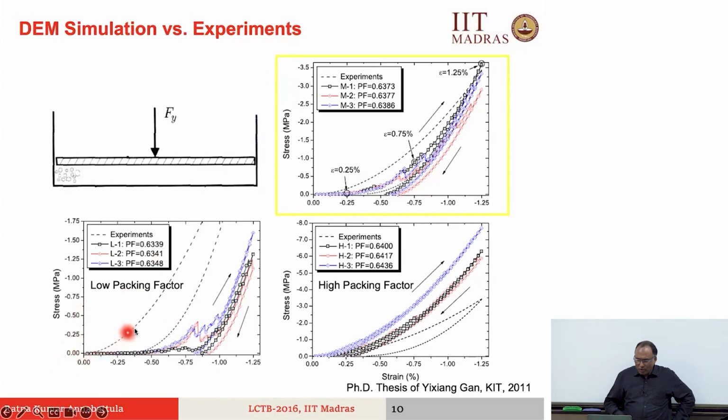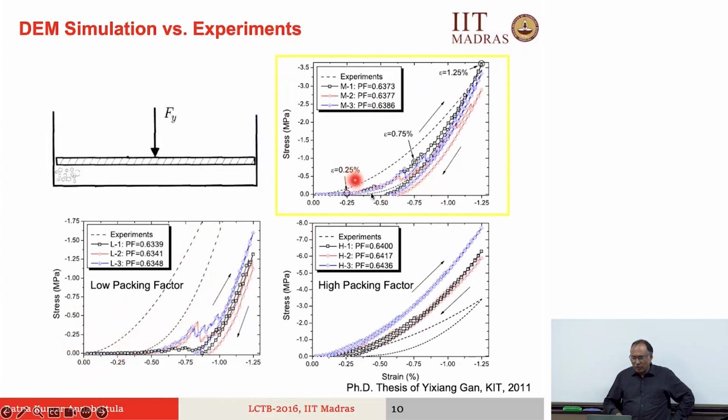You have a loading path and your unloading path is different from the loading path. Yes or no? The unloading path is different from the loading path. And there is some residual strain, because it is not going back here. There is some residual strain.